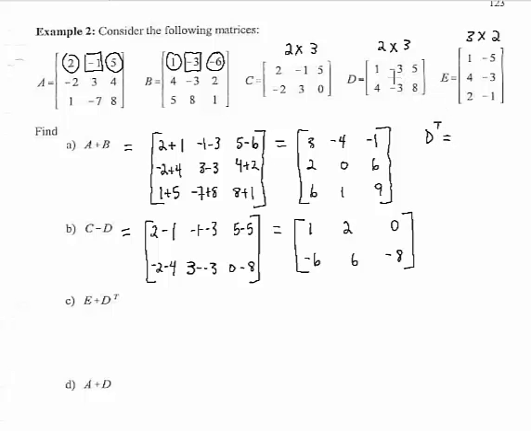Well, we swap the rows and columns. So in other words, this column is going to become a row of D transpose. So instead of writing 1, 4 vertically, we start with the upper left and write 1, 4 horizontally. It becomes a row. And so the second column becomes the second row, -3, -3. And then the third column becomes the third row, 5, 8.